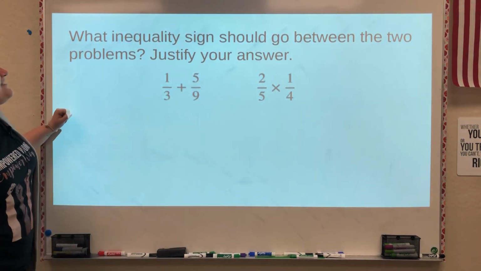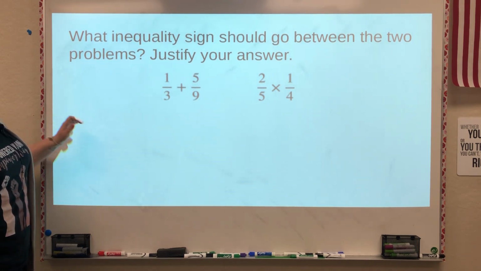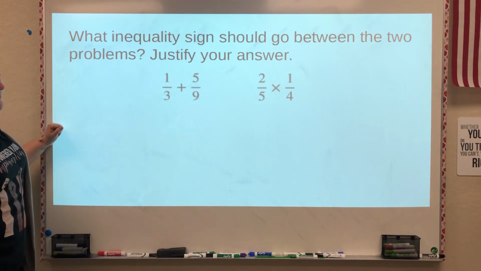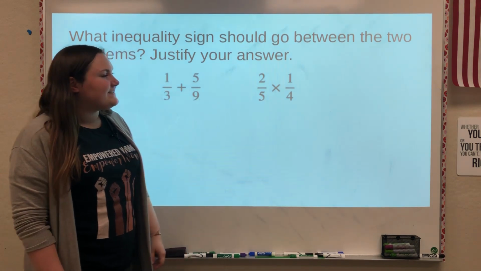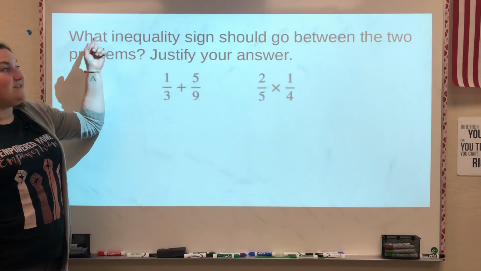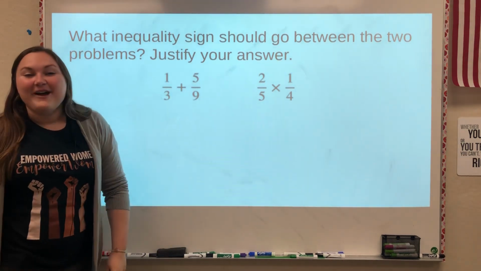This first question says, what inequality sign should go between the two problems? Justify your answer. The first problem says 1/3 plus 5/9, and the second problem says 2/5 times 1/4. Question is, what inequality sign should go between those? Go ahead, try it now.